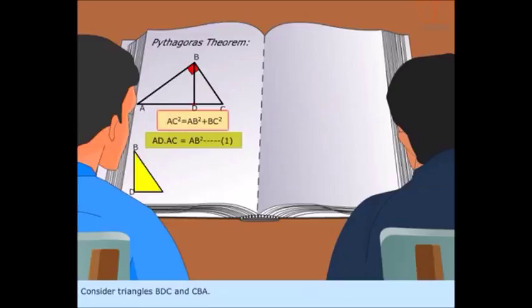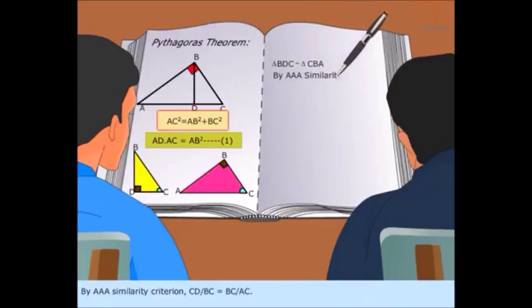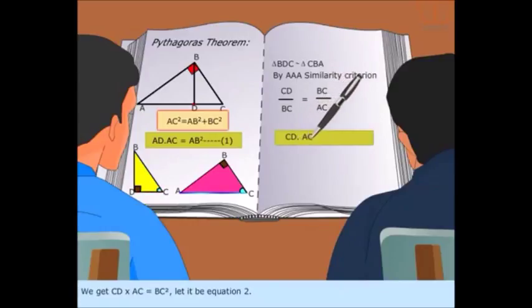Consider triangles BDC and CBA. Since angle D, angle B are right angles and angle C is common, triangle BDC is similar to triangle CBA. By AAA similarity criterion, CD by BC is equal to BC by AC. We get CD into AC is equal to BC squared. Let it be equation 2.